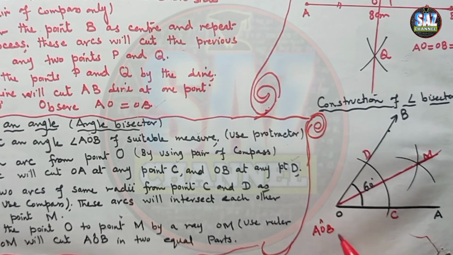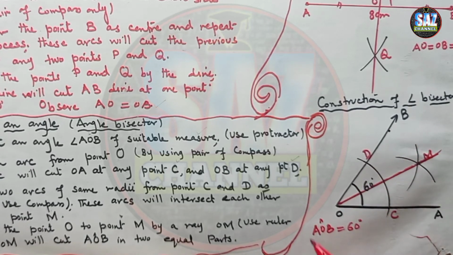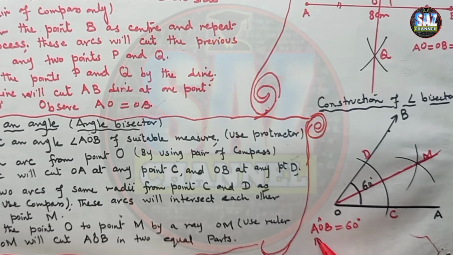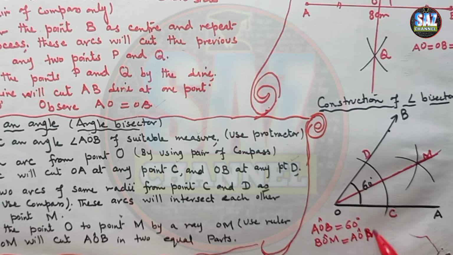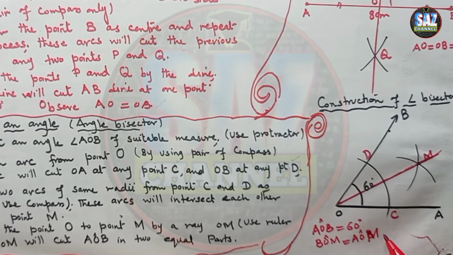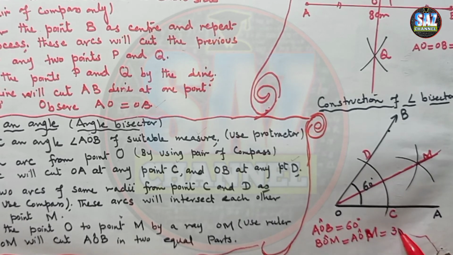Now due to this OM ray, angle AOB, which is of 60 degree measure, is divided in 2 parts. What are those 2 parts? One is BOM equals to AOM, and as this is the bisector, angle O of 60 degrees will be divided in 2 equal halves, which is 30 degrees.